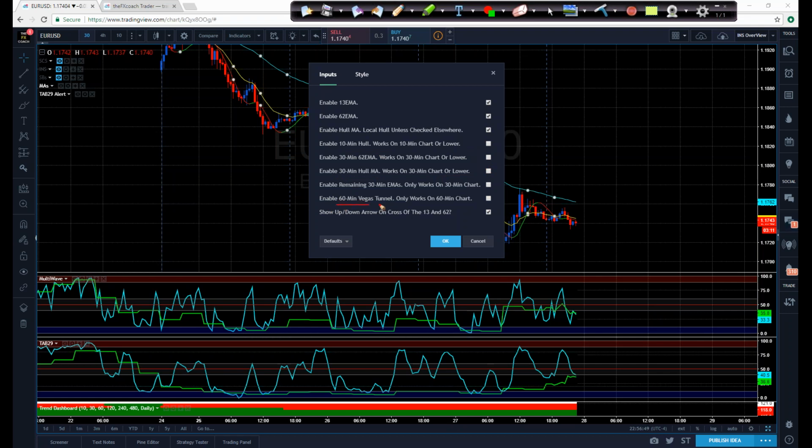You can put the Vegas tunnel on a 60-minute chart, so you don't have to go through the effort of the 144, 156, 169. It'll do it for you with a click. We can put an up-down arrow on the 1362 cross if you want as an option. And of course, the big thing here is we can put the 30-minute 62 on our 1-minute charts.